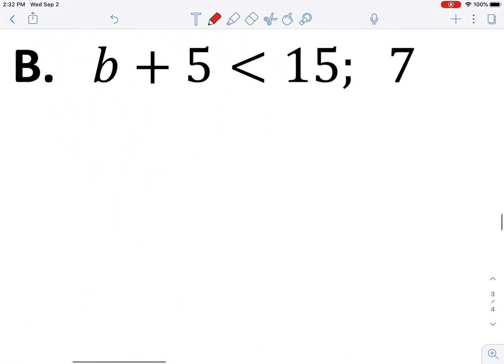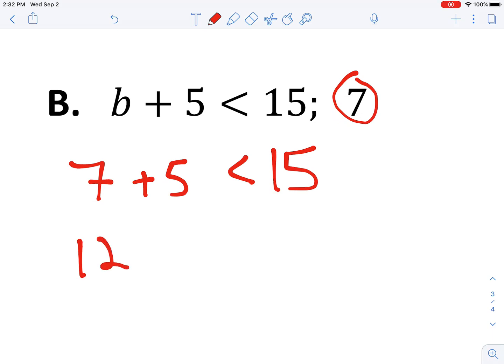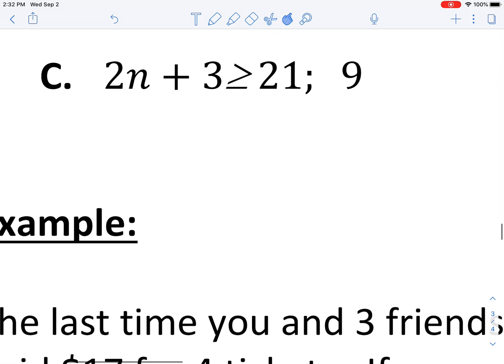Moving on, B. 7 is my proposed solution. 7 plus 5 must be less than 15. Well, this comes out to be 12. 12 is less than 15. Again, it checks out. Yes, that's a true statement. 12 is less than 15. Therefore, 7 is a solution to this inequality.